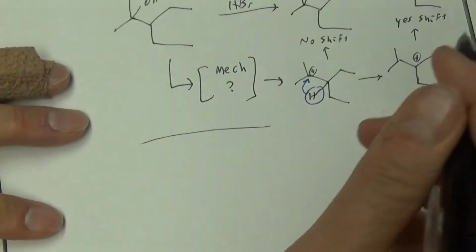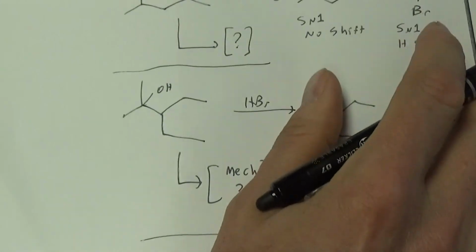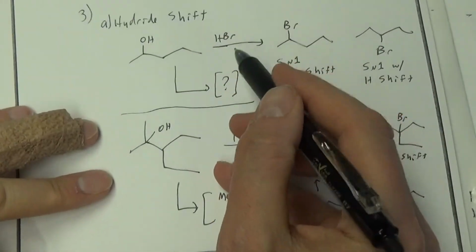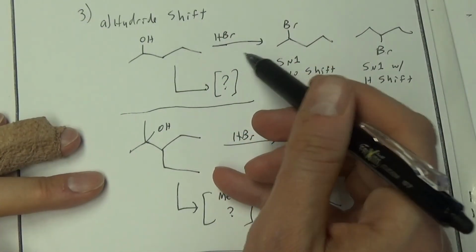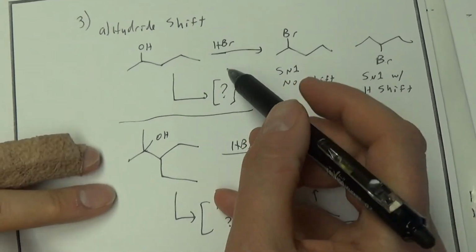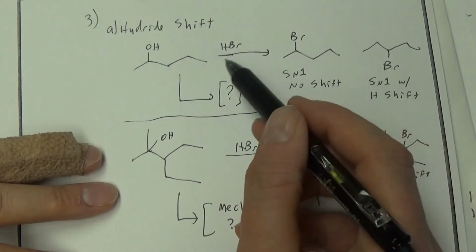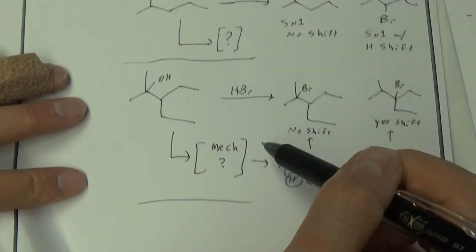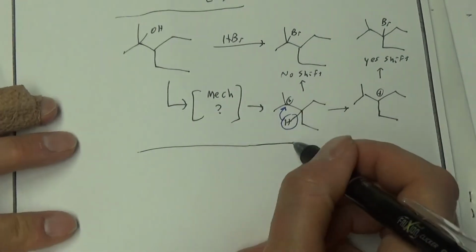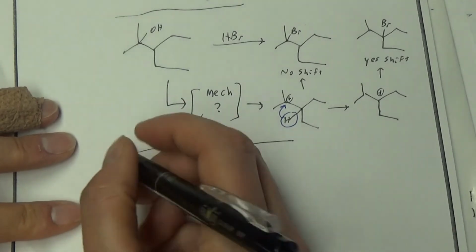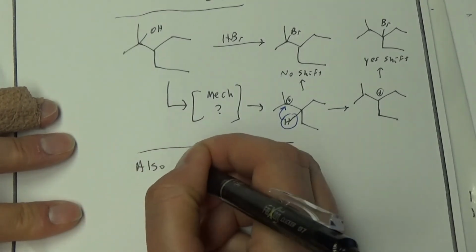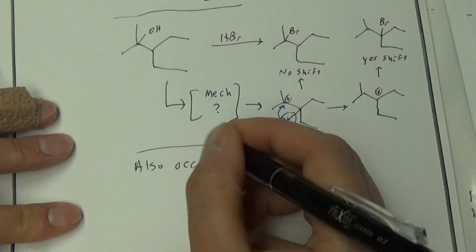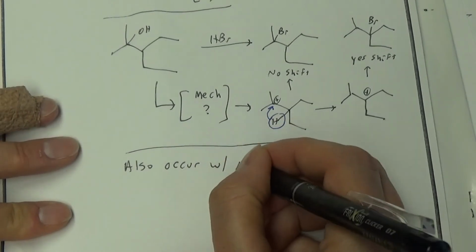HBr. Is HBr a nucleophilic acid or a non-nucleophilic acid? And of course it's nucleophilic, and that's why we're getting these nucleophilic reactions, right? What's the non-nucleophilic acid that we're talking about? Because this can also occur with non-nucleophilic acid.